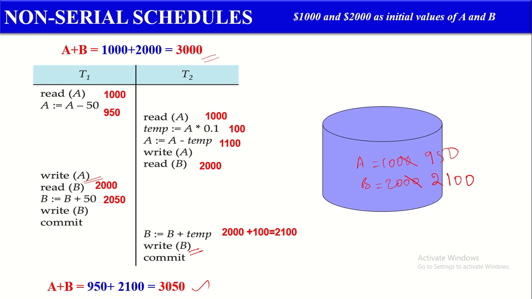Sometimes some non-serial schedules may maintain the consistency property, and some other non-serial schedules may not maintain the consistency property. So it is the duty of the database management system to ensure that the given non-serial schedules are always consistent using concurrency control schemes.